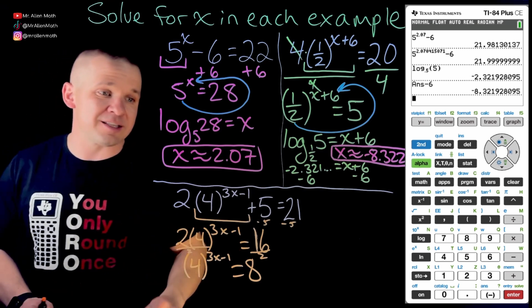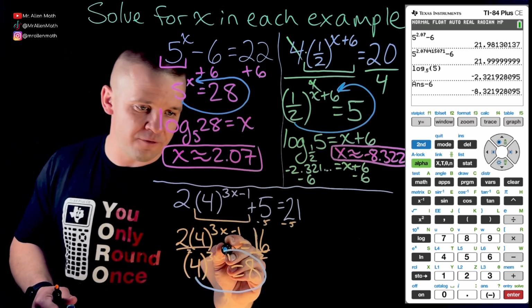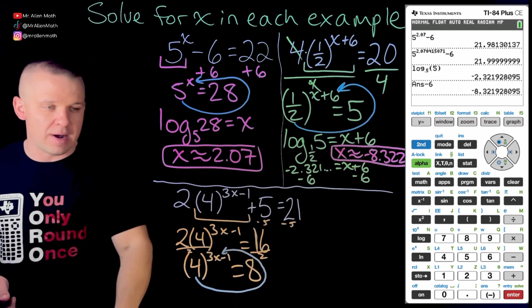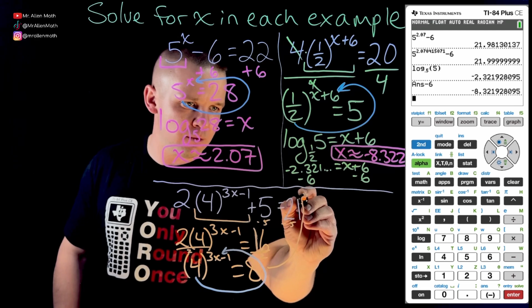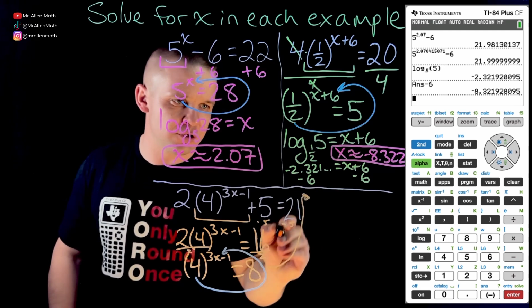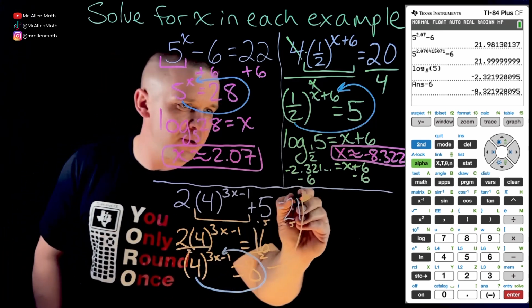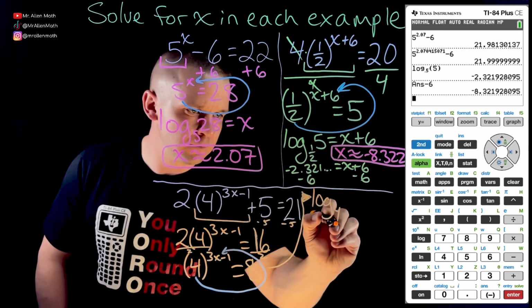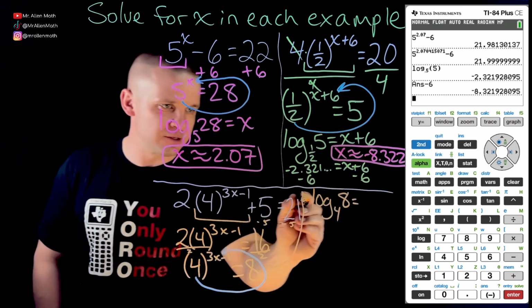We can rewrite this in log form. So base of 4, log base 4 of 8 equals 3x minus 1. Let's jot that down. We're going to go all the way up here. I don't know how I forgot to draw an arrow. That is an arrow, folks. Okay. We have log base 4 of 8 equals 3x minus 1.